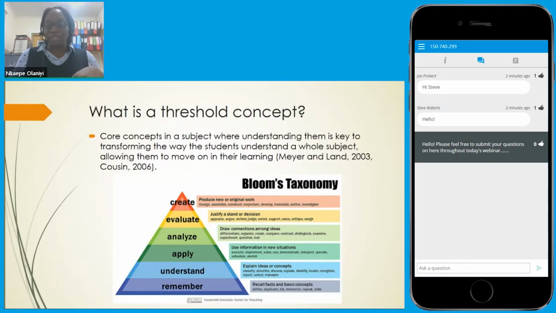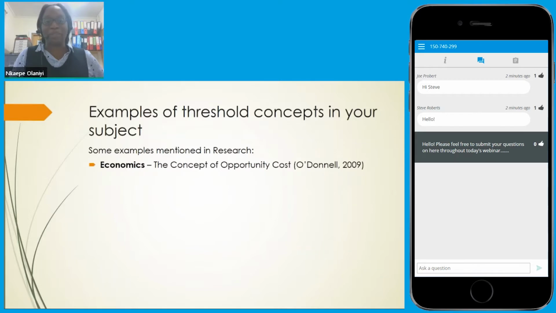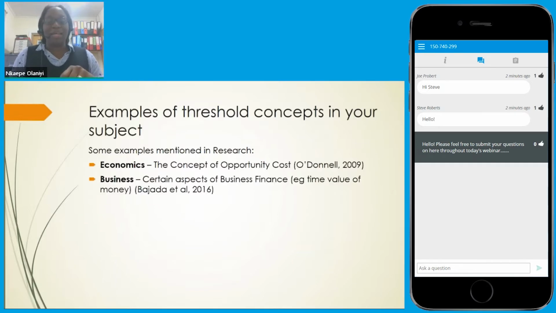So I'll just give you some examples of what threshold concepts could be like in a subject. I had to go through some research journals just to get some examples. In economics, there's the concept of opportunity cost. In business, certain aspects of business finance, for example, the time value of money. I know I've struggled with that myself when I had to do an economics module.